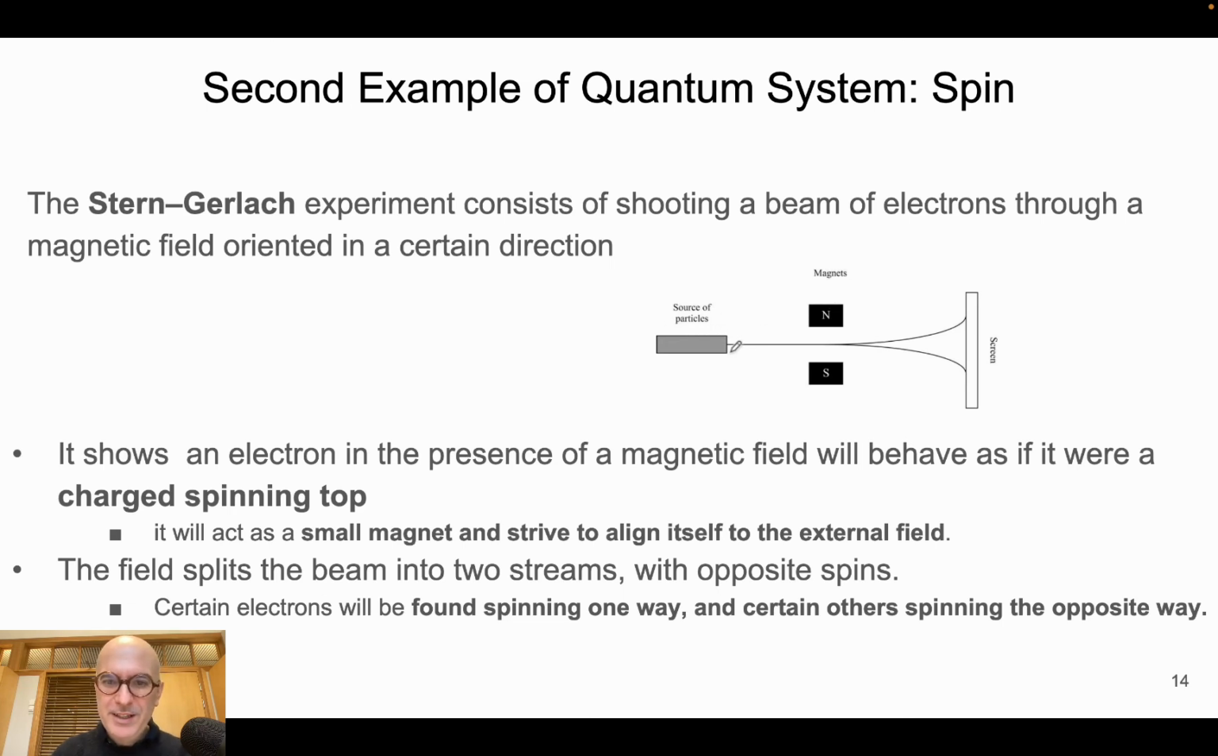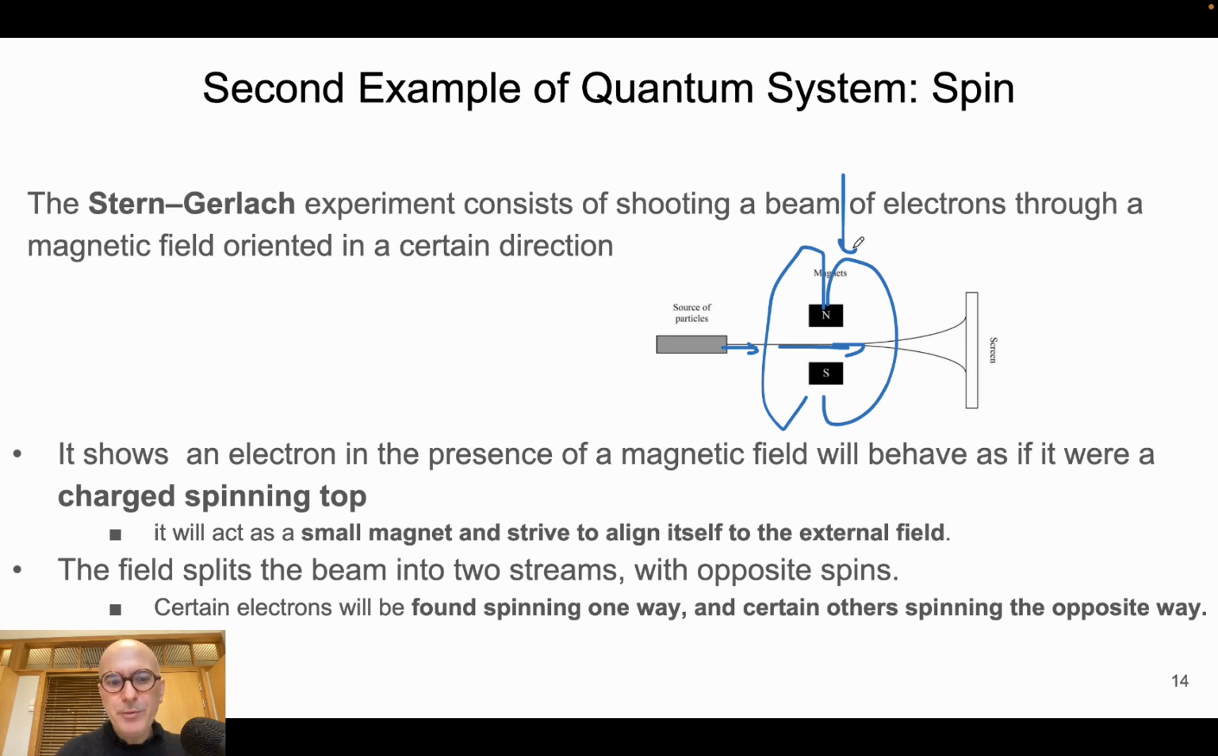So we have a gun of electrons, and then we let them go through a magnetic field. So this is a simple dipole, and we see that this experiment shows that an electron in the presence of a magnetic field will behave as if it were a charged spinning top, right? It will act as a small magnet, and try to align to the external field that we have here.